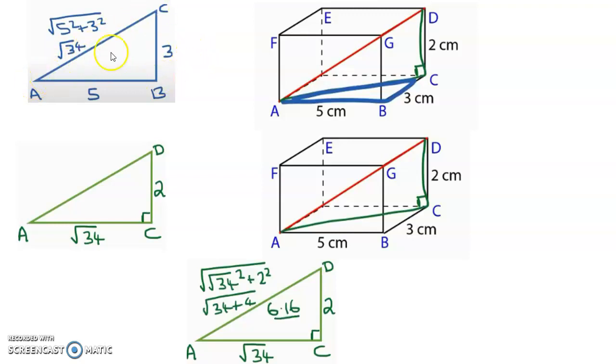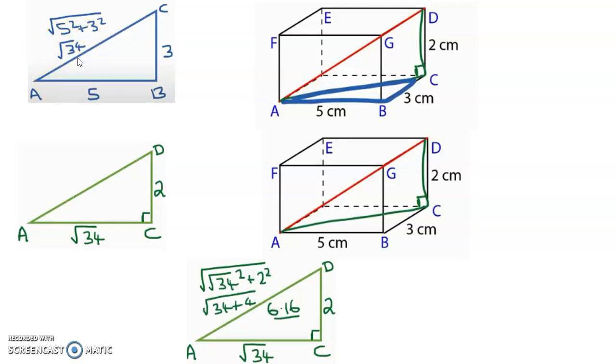Now to find AC, AC will be the root of AC square. That means it is the root of AB square plus BC square. That means it is plus or minus the root of 34. So we take the positive answer, which is the root of 34.